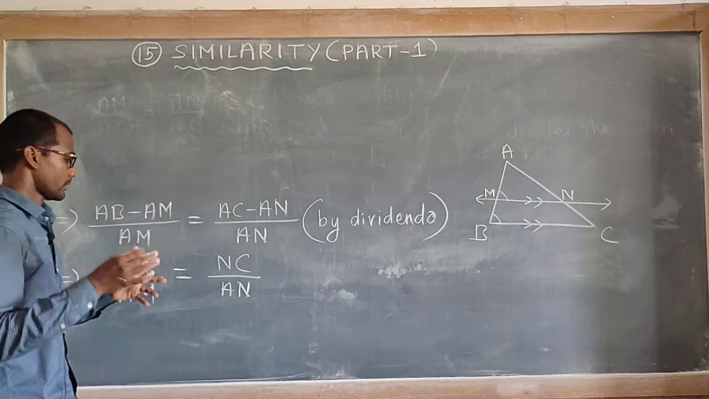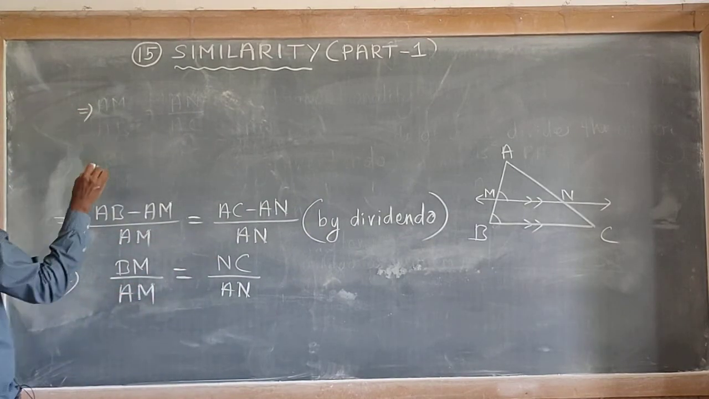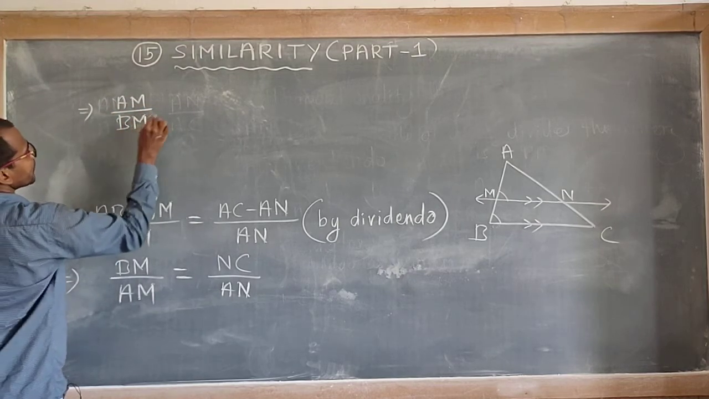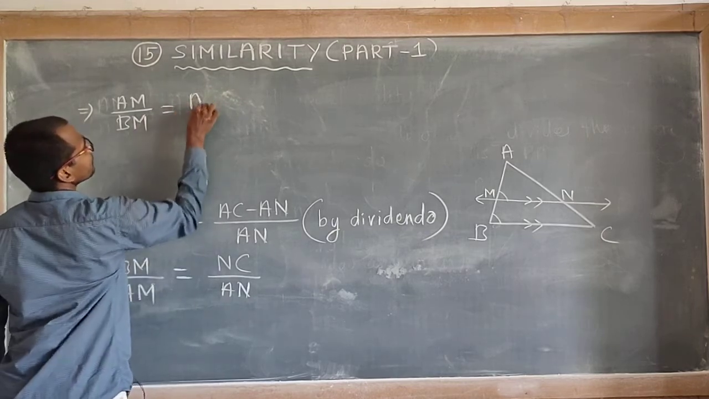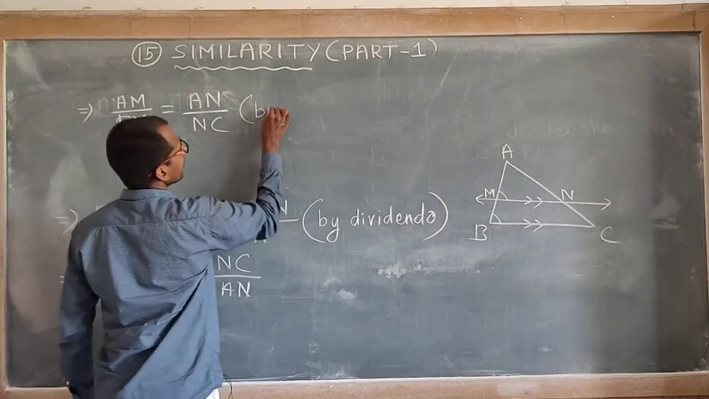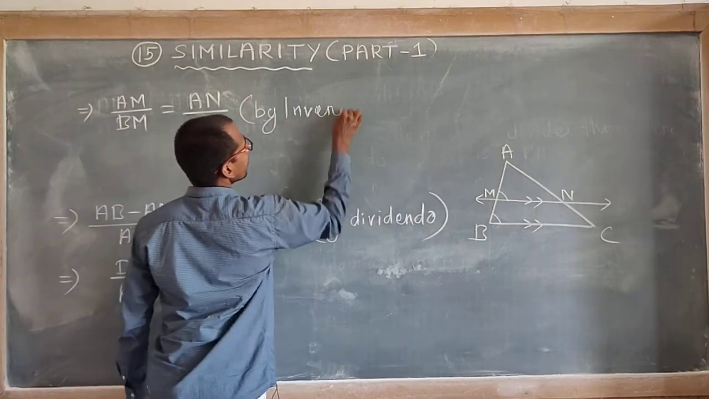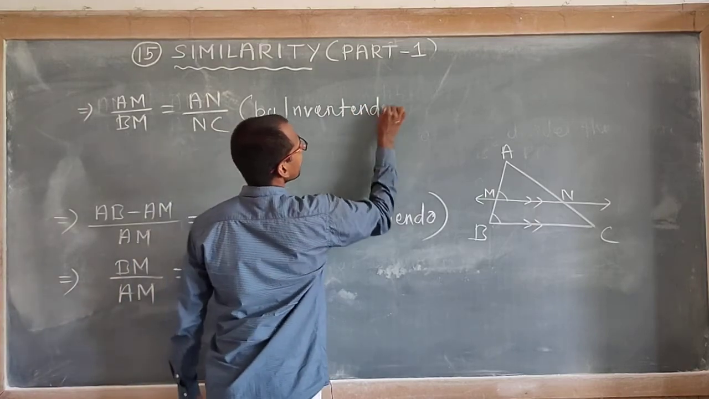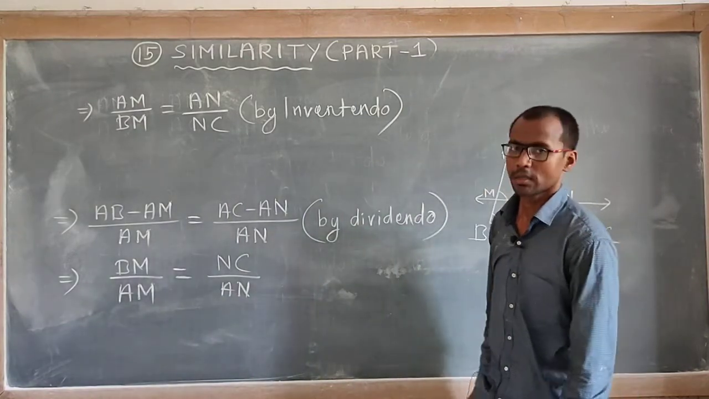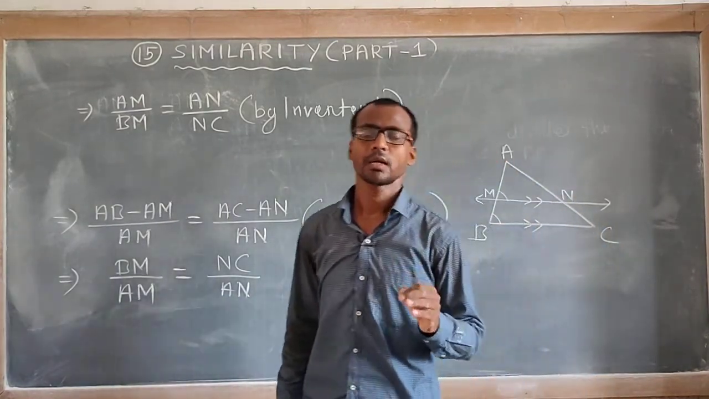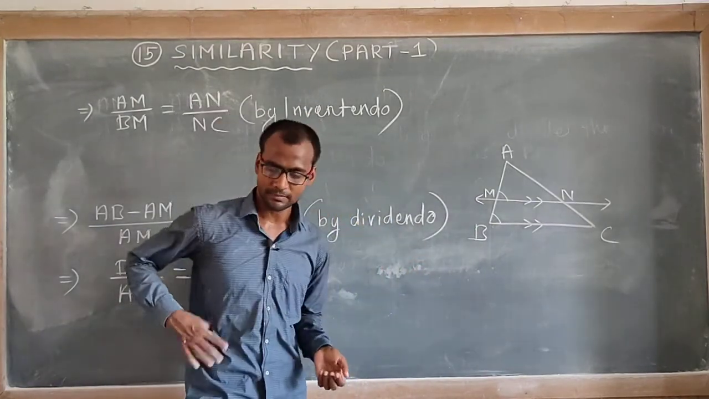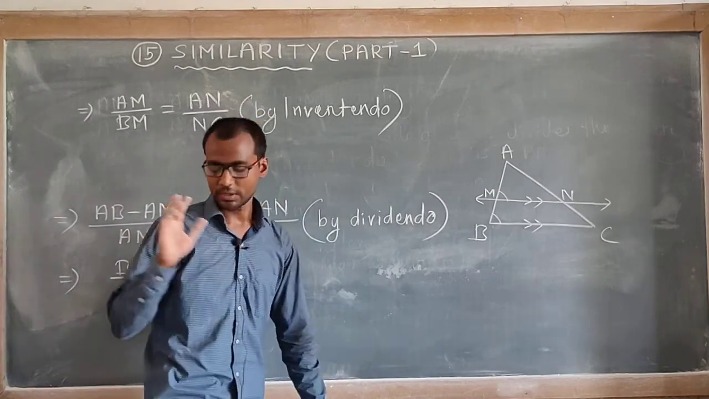Now again take invertendo, again take the reciprocal. So we get AM by BM is equal to AN by NC. Invertendo again, hence proved. So this is the theorem. If a line is drawn parallel to one side of a triangle, it divides the other two sides in the same ratio, or proportionally. This is called BPT. Now the last theorem is the converse of BPT.